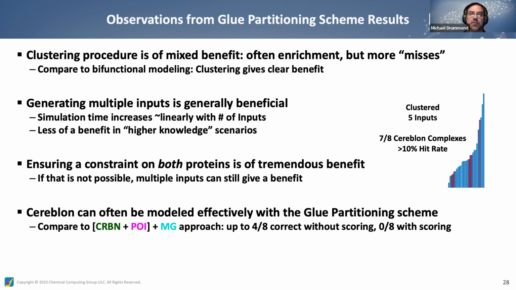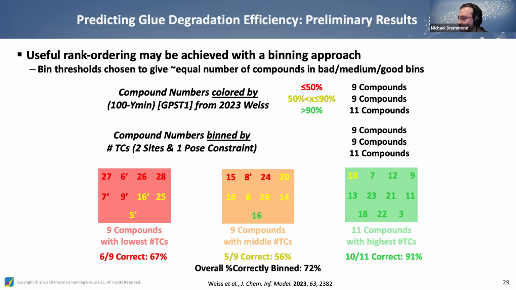How many of them have crystal-like hits for cereblon? 7 out of the 8, almost all of them. Contrast that to, if you look at scoring, none of them. So obvious benefit for looking at cereblon with this glue partitioning scheme where we chunk that glue into 2 molecular glue warheads. One last thing here, and then we'll take some questions if we have some time.